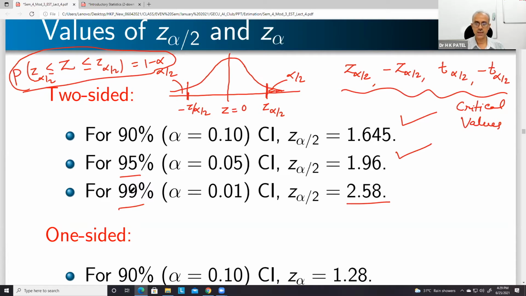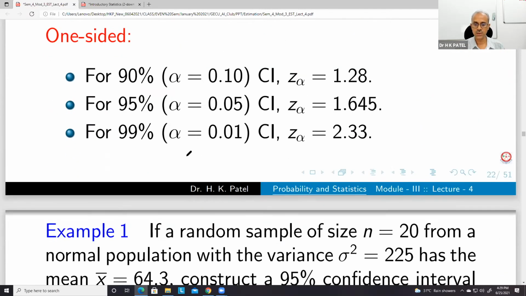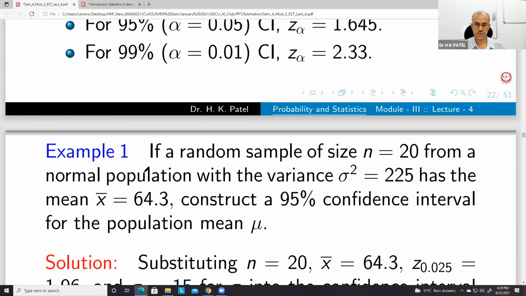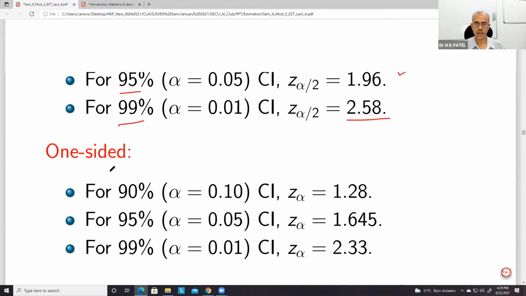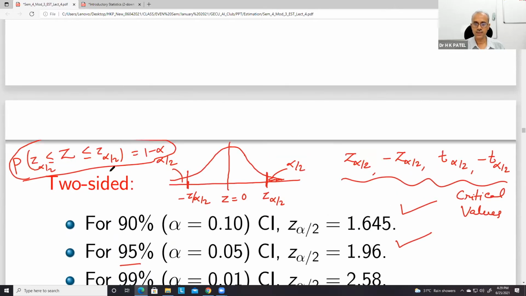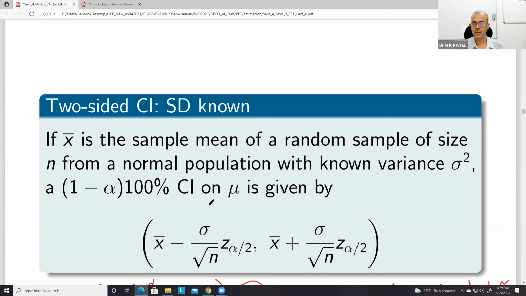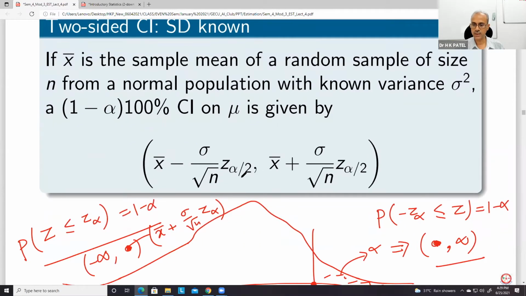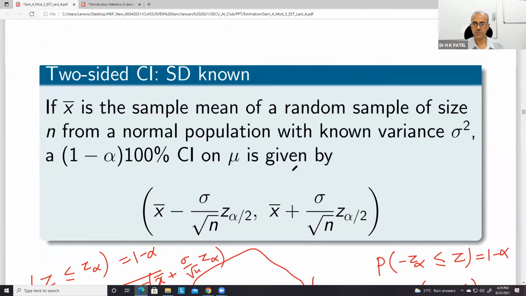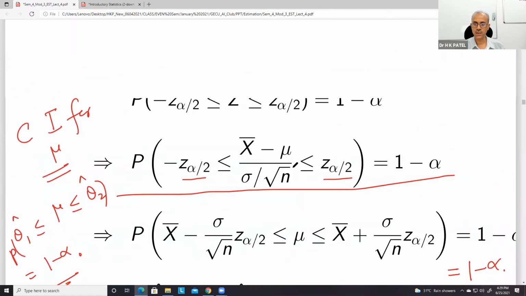Okay, so last time we have seen these values, and we were just starting this example. We will be doing the two-sided confidence interval with the Z curve first and then later on T curves. So this is the lower and upper limit of the interval: x bar minus sigma by root n Z alpha by 2 and x bar plus sigma by root n Z alpha by 2. How this interval is obtained, we have seen, so I'm not going into that.